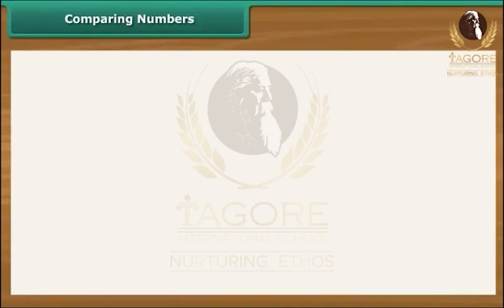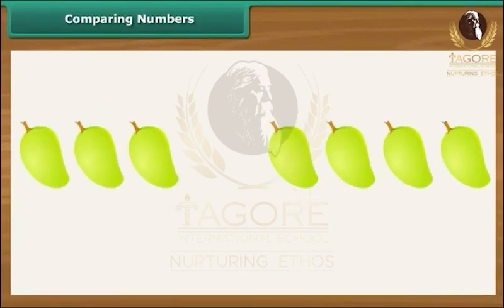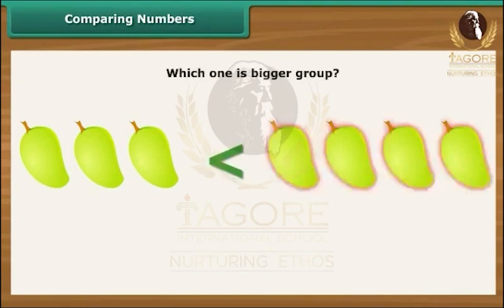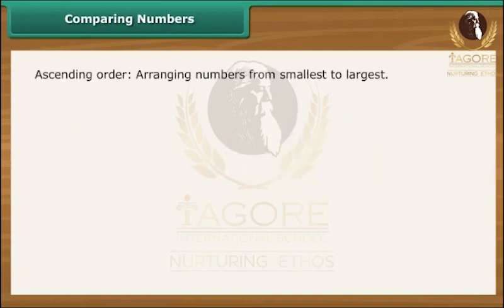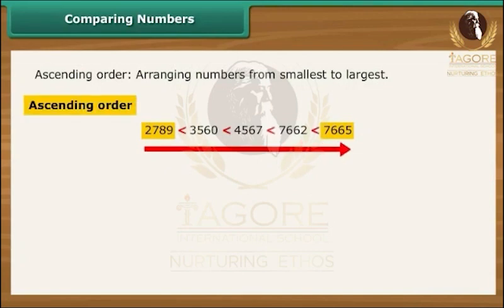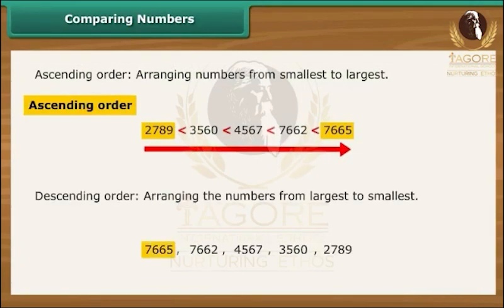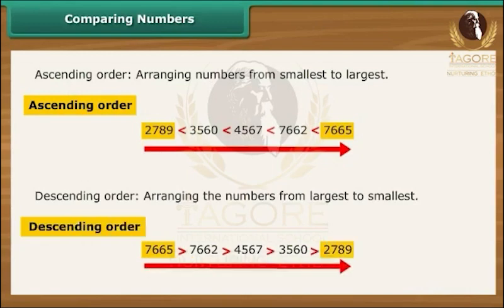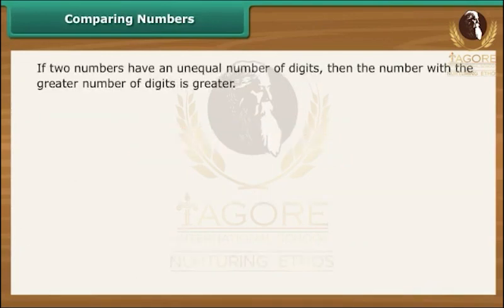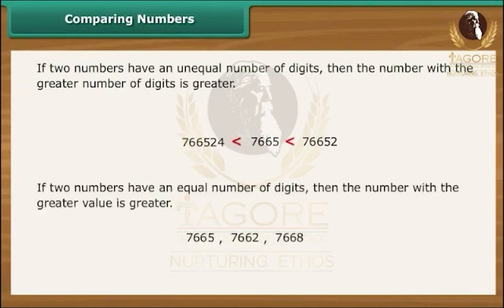Comparing numbers. A collection or group of numbers can be compared with each other. On comparing the numbers, we can tell which group is large. The arrangement of numbers from the smallest to the largest is called ascending order. The arrangement of numbers from the largest to the smallest is called descending order. If 2 numbers have an unequal number of digits, then the number with a greater number of digits is greater. If 2 numbers have an equal number of digits, then we need to compare numbers at each position.